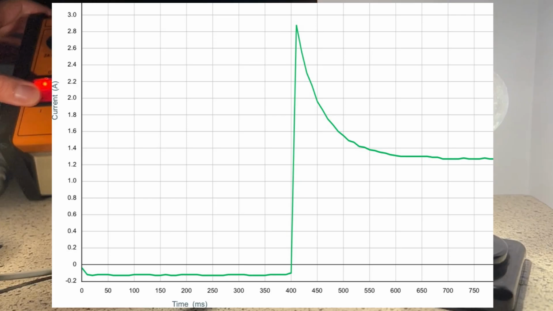And that's what we can see is happening in this section, where the current decreases from its peak and comes to a steady value when the filament of the light bulb has got up to a steady temperature. And that's why filament bulbs were most likely to break when you first turned them on.